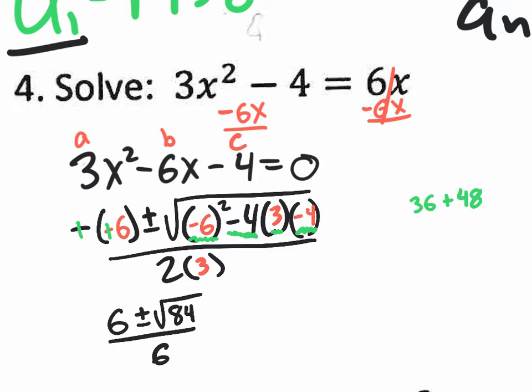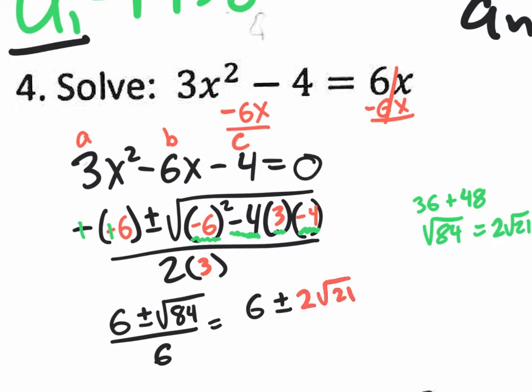I just did it on the calculator. I typed in square root of 84, and it gave me 2 square root of 21. Okay? 2 square root of 21. So let me rewrite it. It's going to be 6 plus or minus, but instead of square root of 84, I want to put 2 square root of 21, because the calculator gave me that, still all divided by 6. You could do the simplifying.